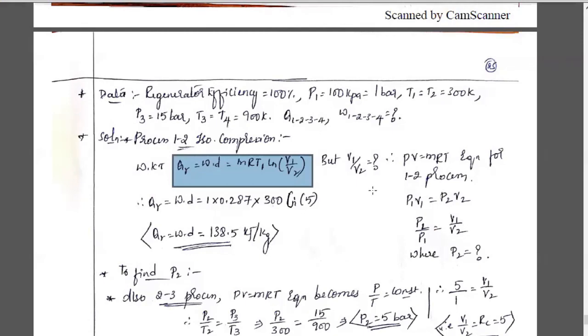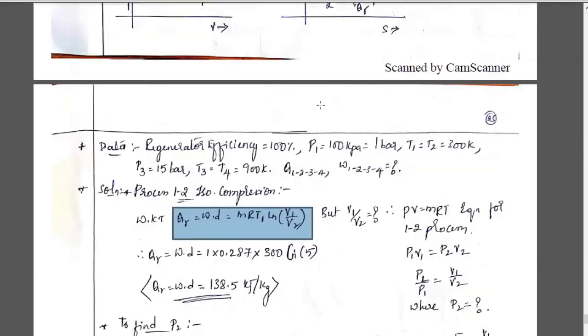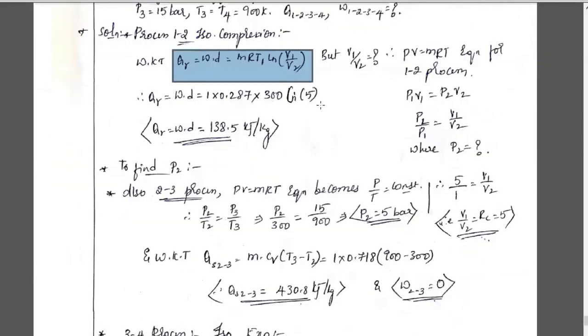We can write P2 by P1 is equal to V1 by V2. So what is P2 by P1? P1 is given. What about P2? We don't know. We have to find it out. So how do I find out P2? For that I go to the 2 to 3 process. PV is equal to MRT equation. It is a constant volume process.